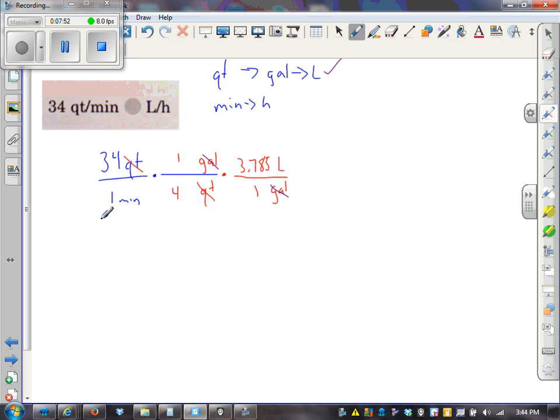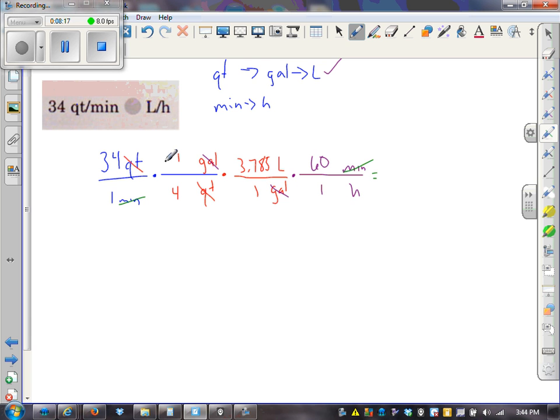We see at the beginning we just forgot about our minutes completely. We didn't worry about them at all. Now we're going to focus on our minutes. We go back and pick up our minutes. They were on the bottom. They moved to the top. And we're going to change those to hours. So there's 60 minutes in 1 hour. Our minutes cancel. And then what do we have left? Just liters and hours, that's what we wanted.